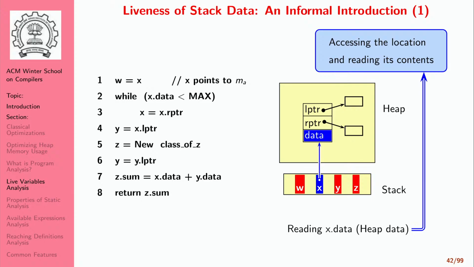If we were to read X dot data, X is live, X dot data is live, because now we are reading the contents of data. If we were to read x dot rptr, x is live and the rptr field of this object is live. This field stores the address of this location, but this location is not live. I'm only accessing the location's address. I am not reading the contents of the location, right?